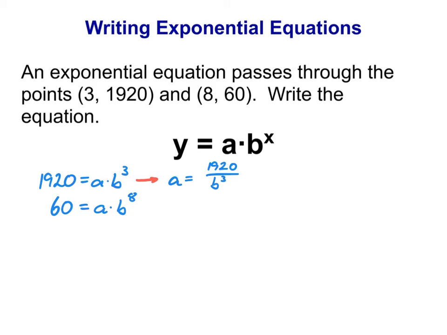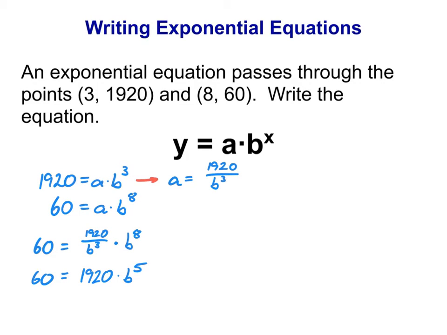All right, I'm now going to take that a value and I'm going to plug that in for a in the other equation. And so now I have those 2 b's on the right-hand side there, which I now want to combine. The b to the 8th is over b cubed. So I'm dividing those b's, which means I subtract their exponents. So I'm going to do 8 minus 3 there. And so then my new equation is going to be 60 equals 1,920 times b to the 5th power.